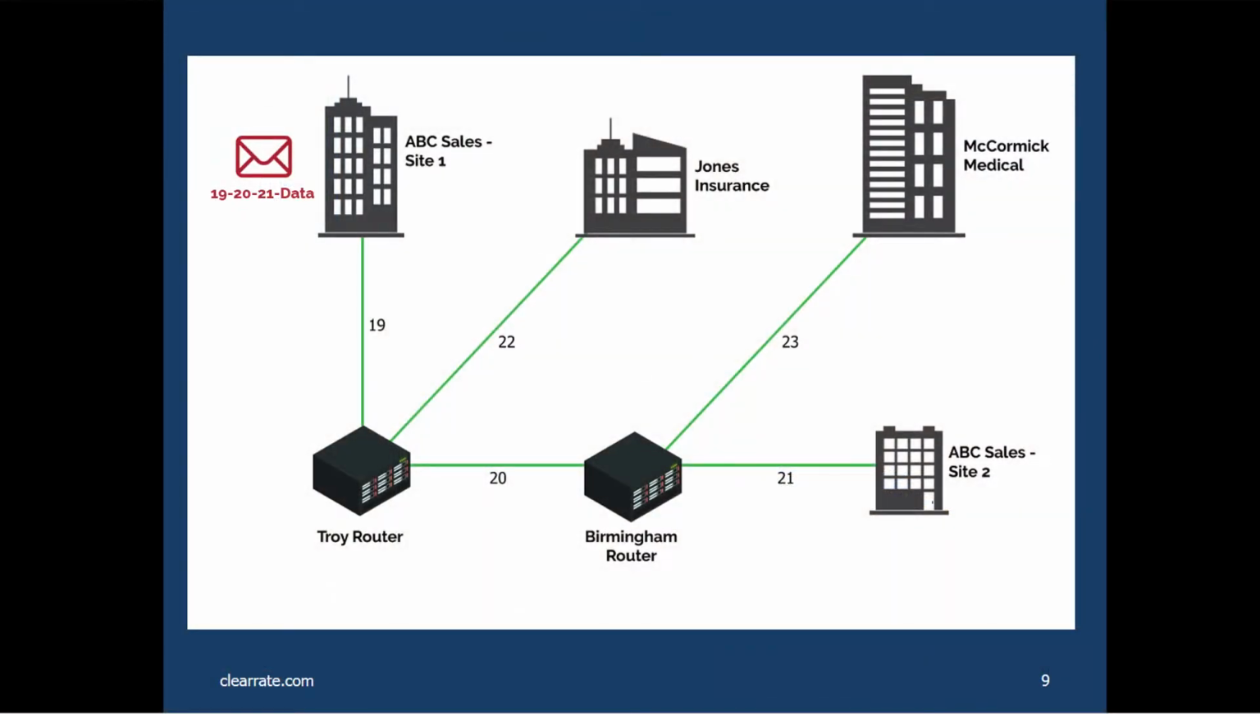So your example packet to site 2 starts with 19, 20, 21, and then there's your data. So it's going to take link 19 first. Then it's going to take that 19 off because it just traveled that. Look at it and go, oh, 20. Then it's going to take that 20 off in Birmingham, and it looks and goes, oh, link 21 out of Birmingham. And then at the other site, we remove the 21, and there's that data packet of yours.